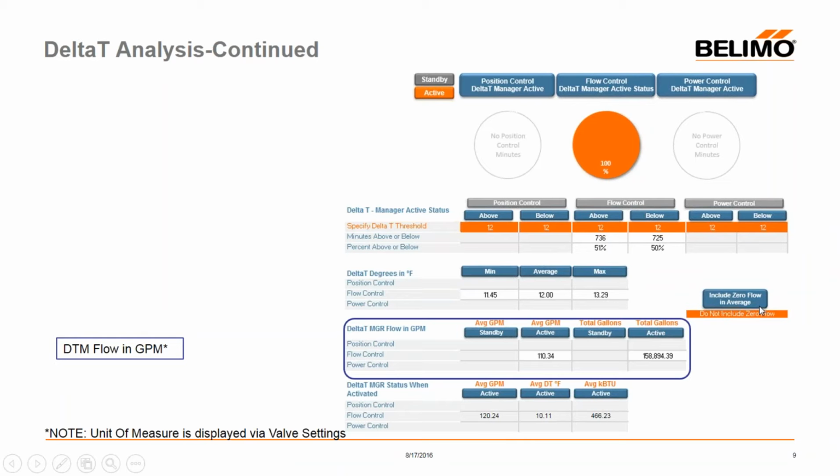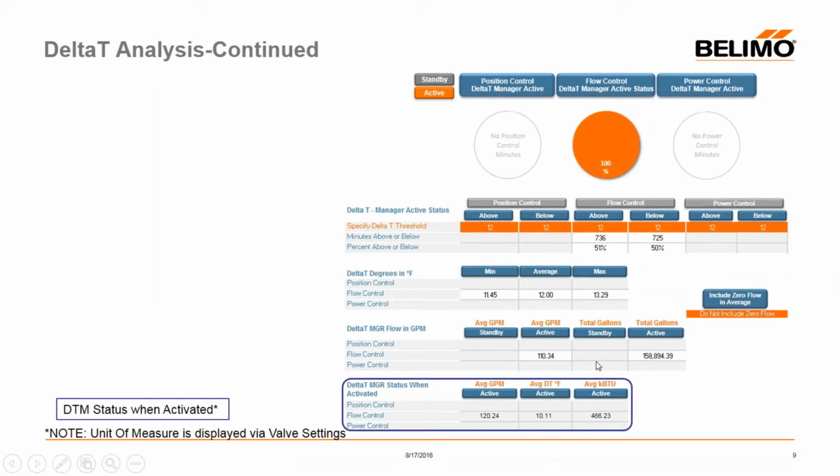The next box down is delta T manager flow in gallons per minute, and what this is showing you, in this case, remember, we were always 100% on. We were never in standby. So in this case, when the delta T manager was activated, we were averaging 110 gallons per minute, and during that time that we were active, we flowed this much water. So if I was on and I was off, this box would be populated with what the average GPM was when the delta T manager wasn't active and how many gallons I flowed at that point in time.